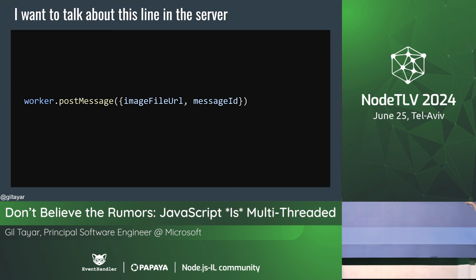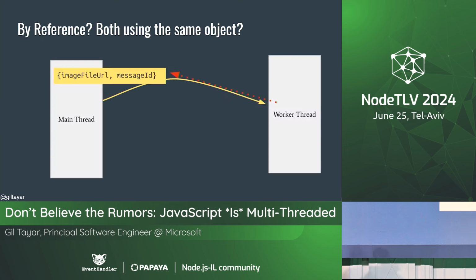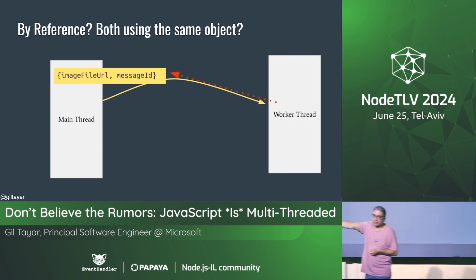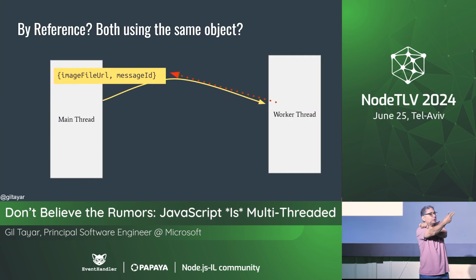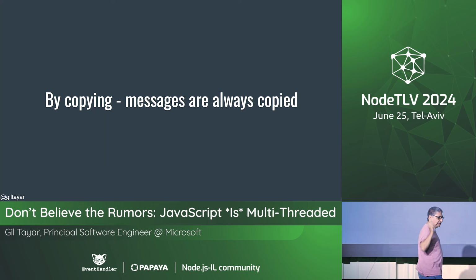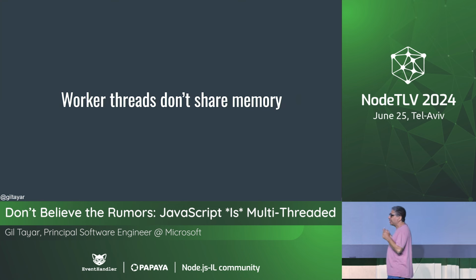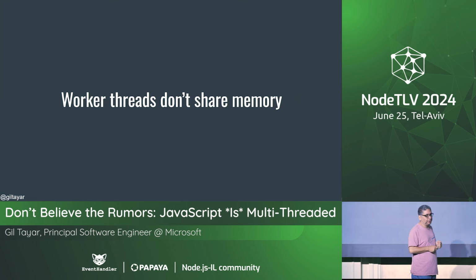Next thing, I want to talk about this line. Look at worker.postMessage. I'm sending image file URL and message ID. How is that object passed to the worker thread? Is it passed by reference? So when I post a message, the other thread accesses it via reference? Or is it copied? And the answer is that it is copied. The messages are always copied from one thread to another. And why? Because by design, worker threads don't share memory. This is very, very important.